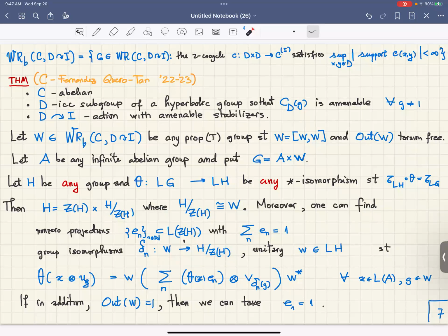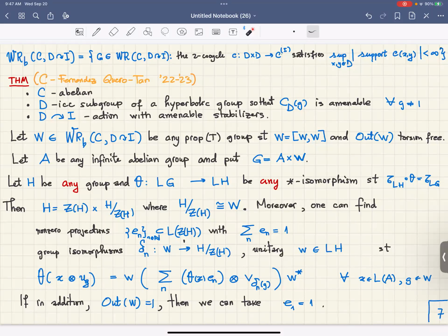Okay, so it's going to send essentially x times u_g. These are basically generators because your algebra is the tensor product, L of A tensor L of W, right? So at the level of L of A, which is the center, you don't recover much. It can be anything in the center. But then multiplying with these projections, you have just isomorphisms of the group, I mean, from W to this, okay?